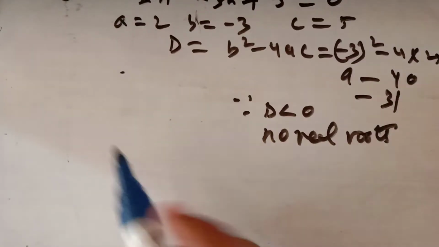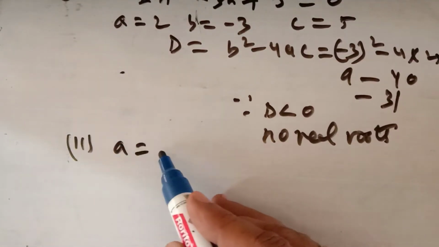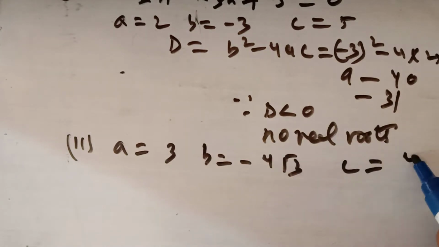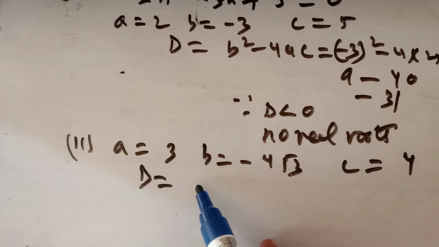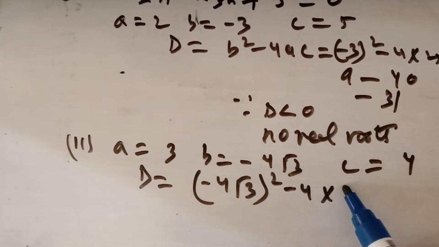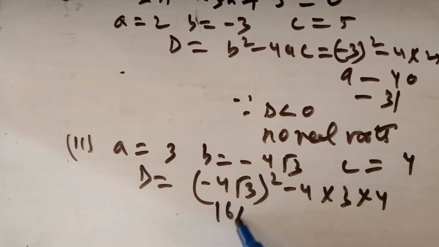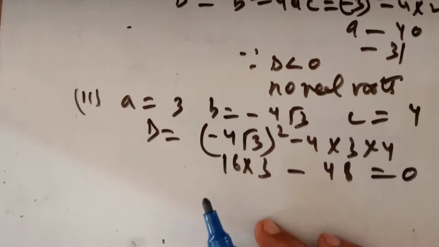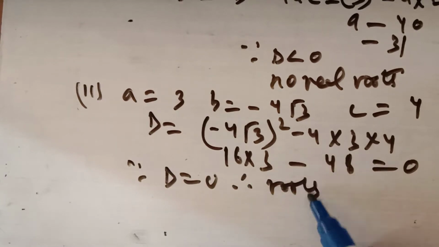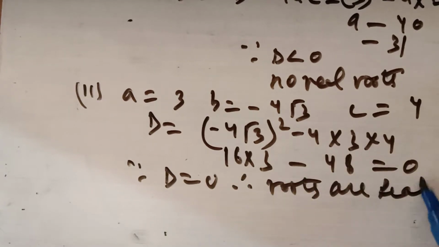In the second part, we have a as 3, b as minus 4 root 3, and c as 4. To find the discriminant, which is b square minus 4ac, b square is 16 into 3, minus 4 into a into c, that is minus 48, which comes out to be 0. Now because D is 0, therefore the roots are real and both will be equal. Now because the roots are real, you have to find them also, because it is given.